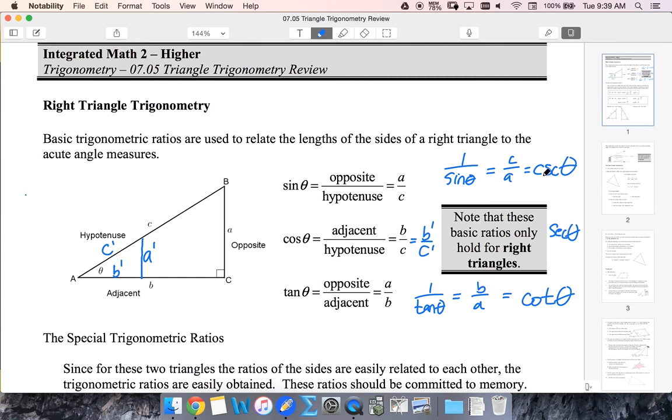These you don't really need to know. I just wanted to tell you that all of the ratios are covered within trigonometry. But this is only true for right angle triangles. You can only use it for a right angle.